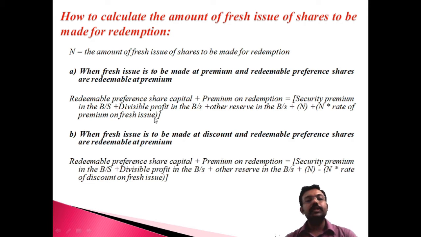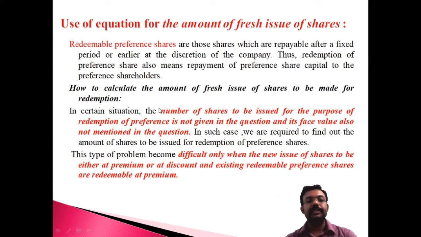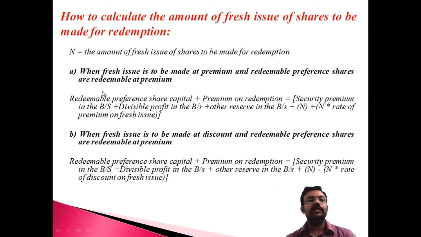These are two important shortcut formulas, applied when the number of shares to be issued for the purpose of the redemption of the preference shares is not given and the face value is also not mentioned in the question. Similarly, these shares are issued at a premium or a discount and redeemable preference shares are redeemed at a premium. In this situation we use the shortcut formula. These are two shortcut formulas for calculating the amount of the fresh issue shares to be made for the redemption.